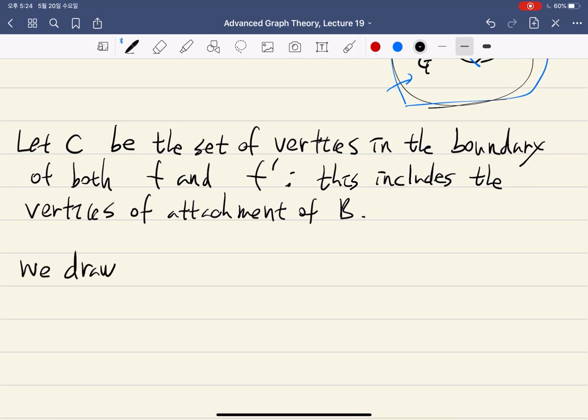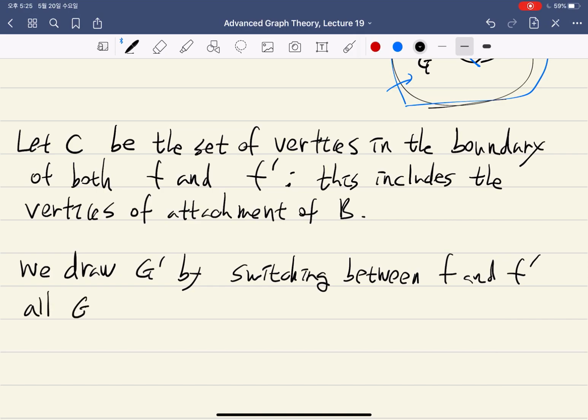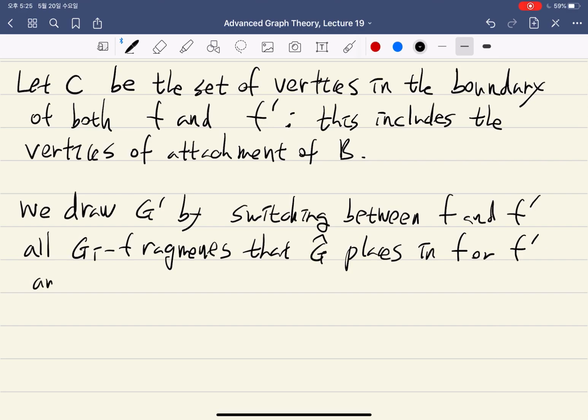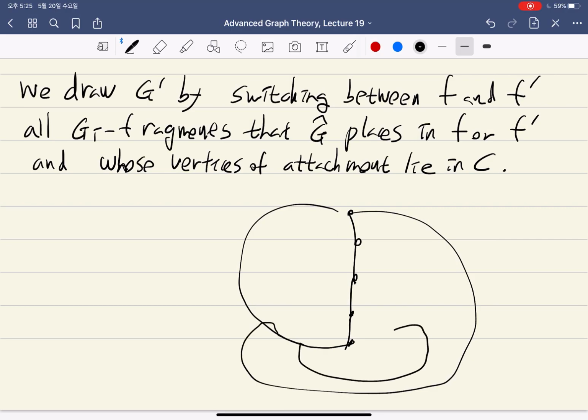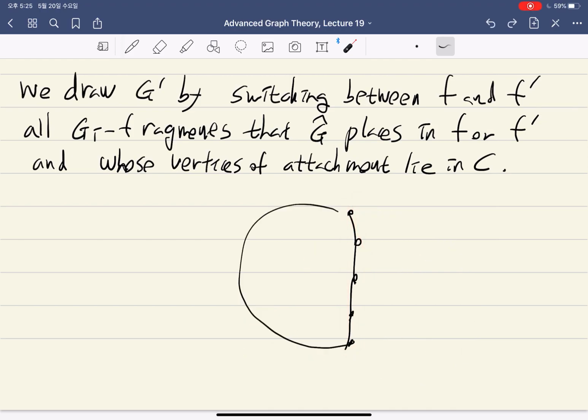And what we do is we draw G prime by switching between F and F prime. What we switch is all G_i fragments that G hat places in F or F prime, and those whose vertices of attachment lie in C. So let's say, the situation could be more difficult, that these are actually vertices of C, but let's draw a bit simpler way.